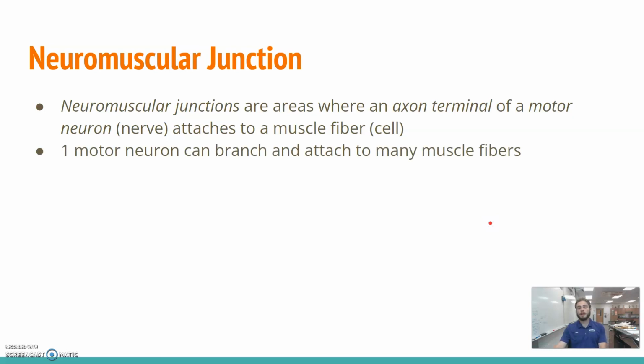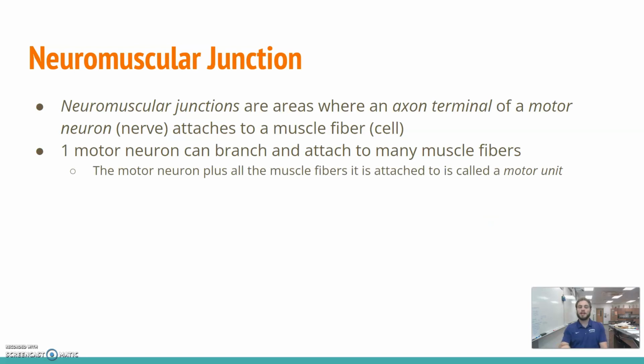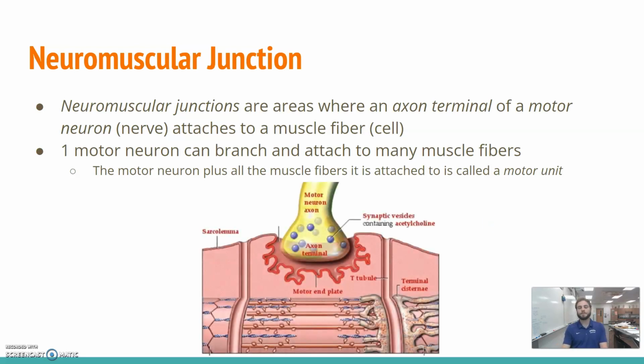One motor neuron can branch and attach to many, many muscle fibers. When we take a look at a single motor neuron and all of the muscle fibers that it stimulates, that is called a motor unit. Motor units will become important later on when we start looking at contractions of muscles. So here you can see this axon terminal, and how it is not attached to, but embedded into, the sarcolemma, that cell membrane of a muscle fiber, and how it is going to be stimulating our sarcomere that we have sitting down here.